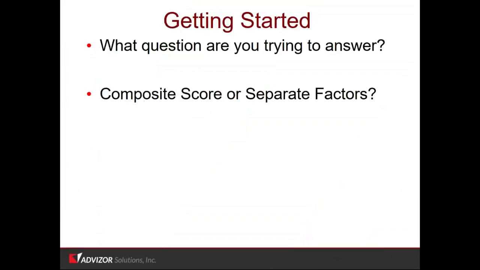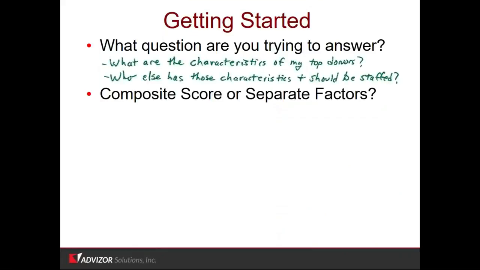Well, what questions are we trying to answer? This is really important. We have seen people build models that seem like they're just building models for the sake of building models. A good model is going to answer a specific question that you need answered. So let's say, what are the characteristics of my top donors? That's a good question. Who else has those characteristics and should be staffed? That's a related question because the model will help untangle what makes the top donors different. And then the scoring is going to come and show who else could have that.